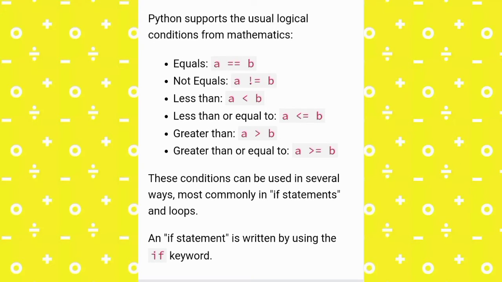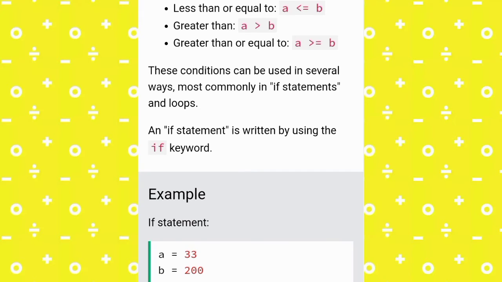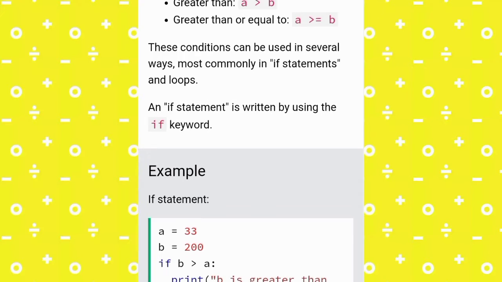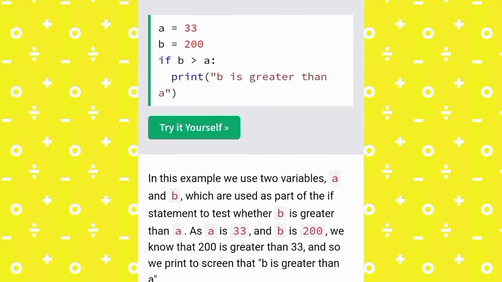These conditions can be used in several ways, most commonly in if statements and loops. An if statement is written by using the if keyword. For this example here, a = 33, b = 200. If b > a, then print "b is greater than a". It's as simple as ABC.